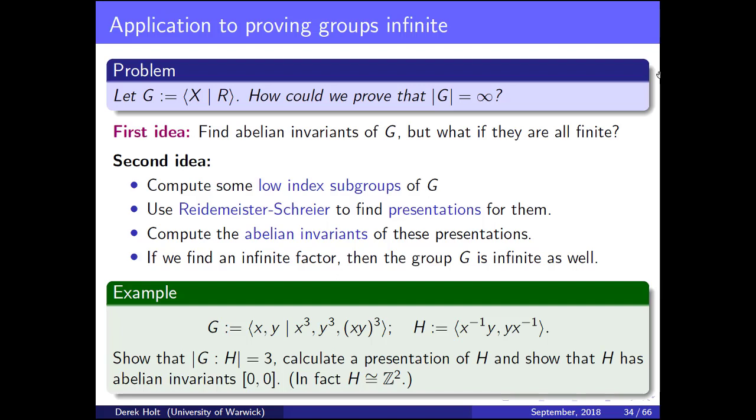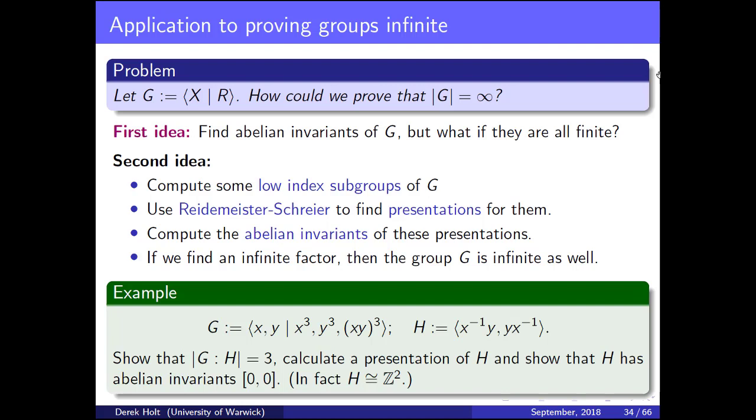You'd find the abelian invariants, you can almost do those in your head, of G are 3 and 3. So that's finite, that's no good, but we very easily find the subgroup. This is literally the easiest example of this I could come up with. X inverse y x inverse, maybe the infinite diagonal. But that's got index 3, and you calculate a presentation of H, you'll find it's got abelian invariants 0 and 0, which means infinite. Abelian invariant 0 is the standard way of meaning infinite cyclic.